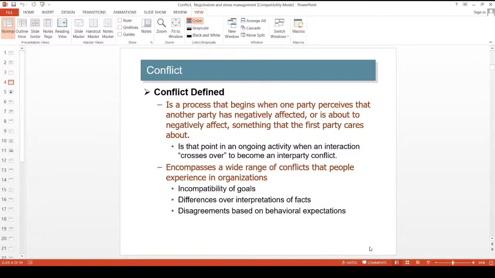Then disagreements based on behavioral expectations. Everyone has his own behavior, everyone has his own personality in order to handle different situations. Now these personality perspectives and behavioral expectations can be another source of disagreement or conflict between the two different parties. So in short, there can be many other sources of conflict, but the mostly occurring conflict sources are the incompatibility of goals, differences over interpretation of the facts, and disagreements based on behavioral expectations.